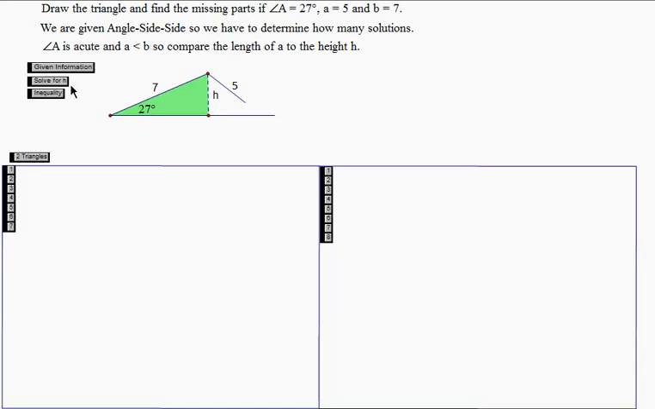To solve this, we would multiply both sides by 7, and we would get H equals 7 times the sine of 27. If we go ahead and calculate that, we get 3.178. So the height is 3.178. And again, what we want to do is compare this length. 5 is greater than 3.178, which means there's going to be two triangles formed.